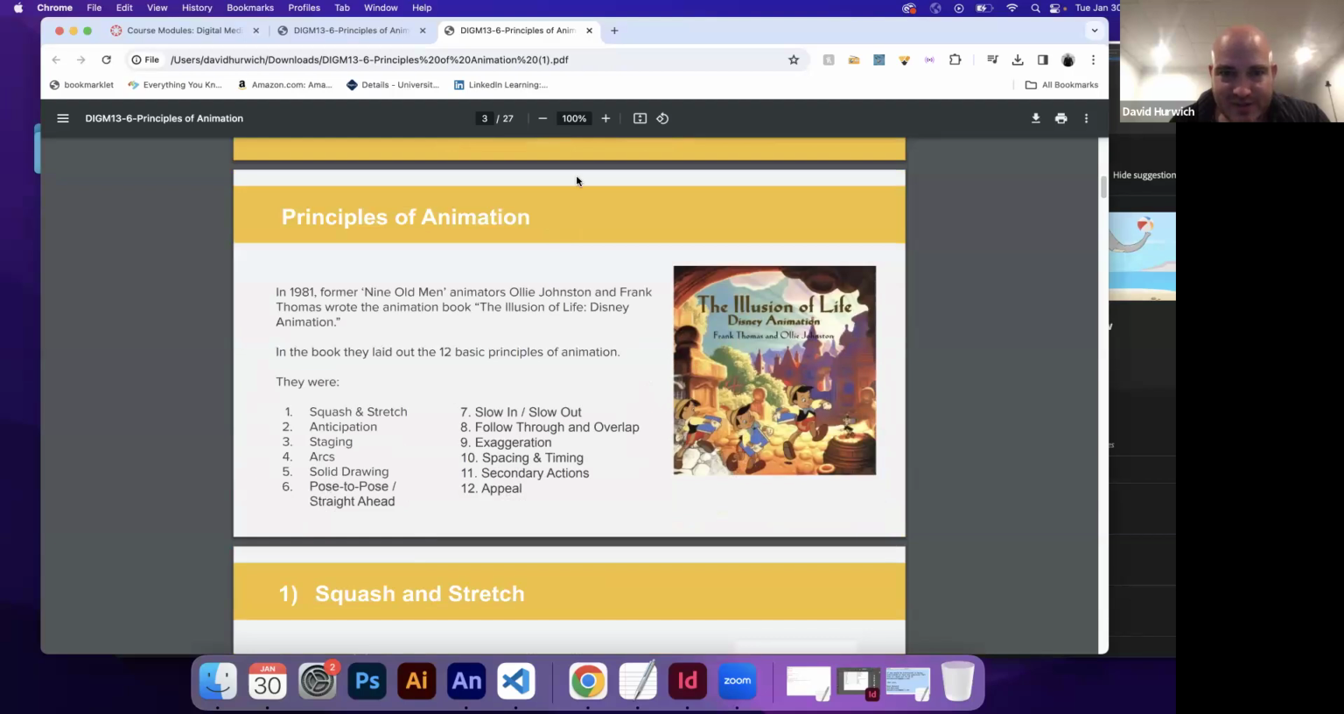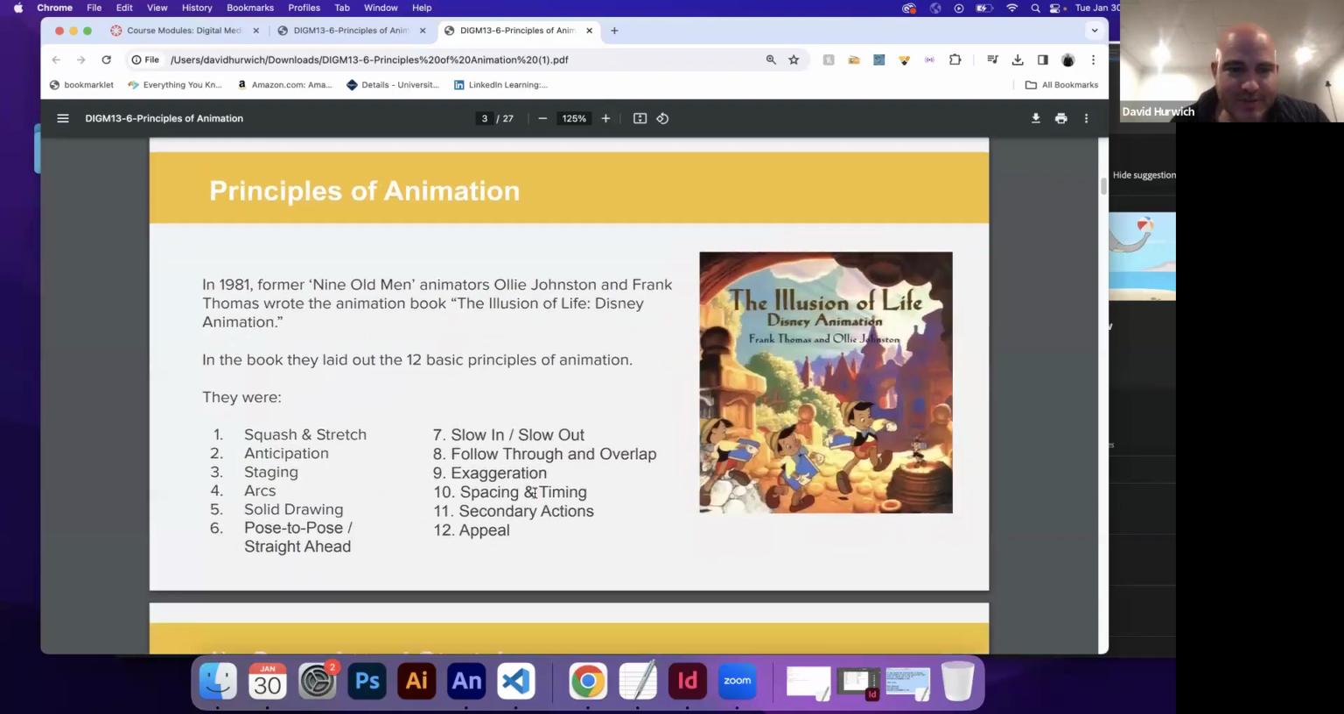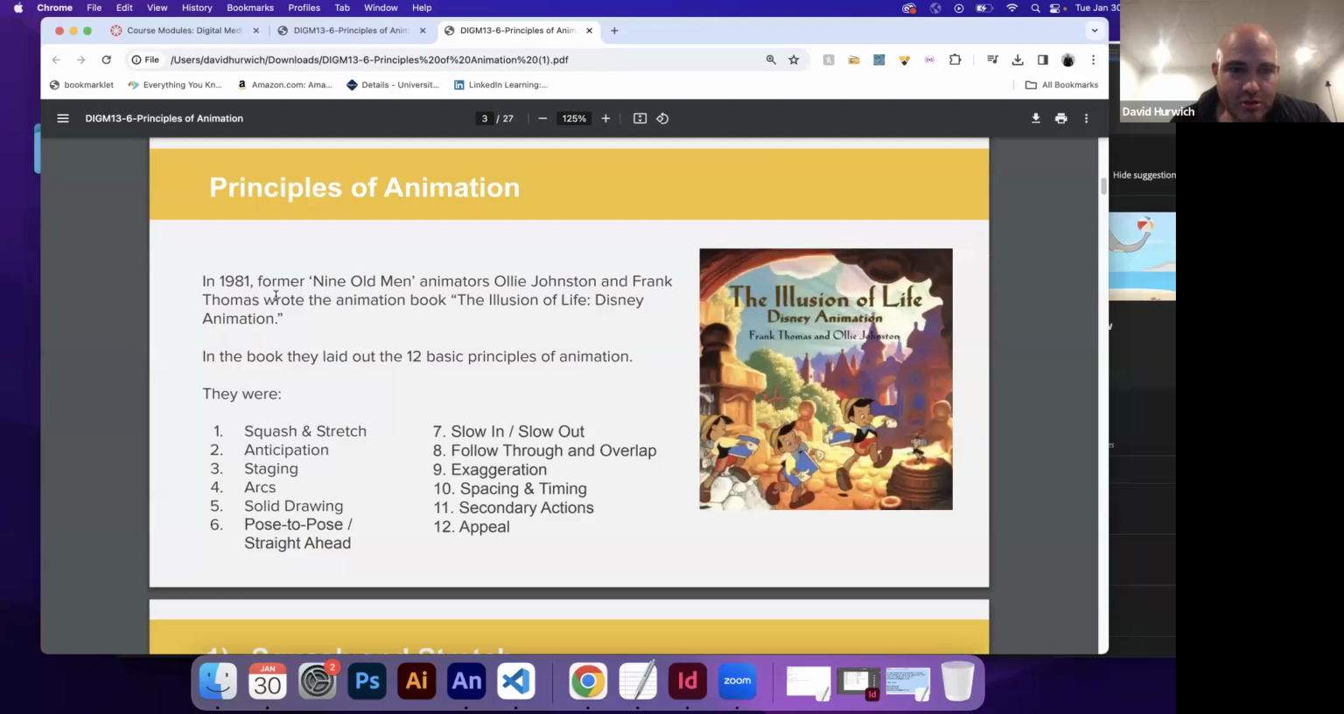So what are the principles of animation? It's an animation term or theory that was coined in 1981. There was a book called The Illusion of Life by Frank Thomas and Ollie Johnston. These two people were some of the original animators for the Disney animation studio back in the 30s and whatnot. And they laid out what they consider to be their important principles for making good animation.